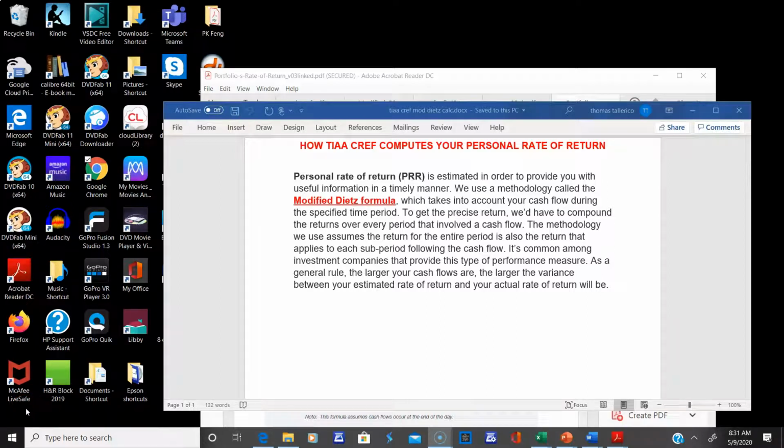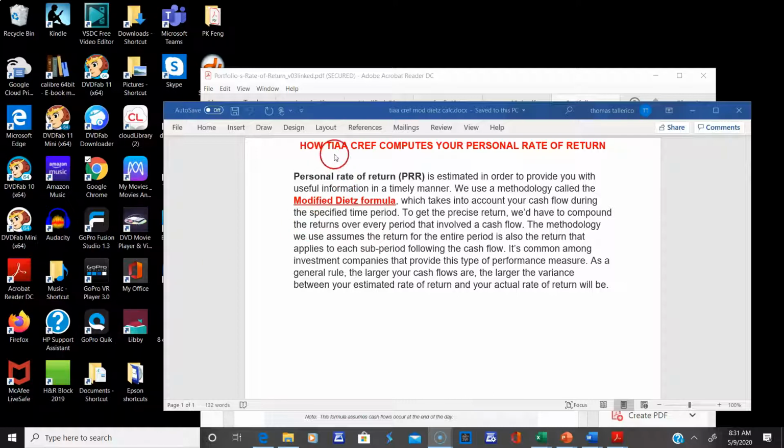So hello everyone. I want to discuss the modified Dietz method of calculating your personal rate of return on your portfolio. Many times the question comes up, how have I done on my portfolio with regards to my personal rate of return?